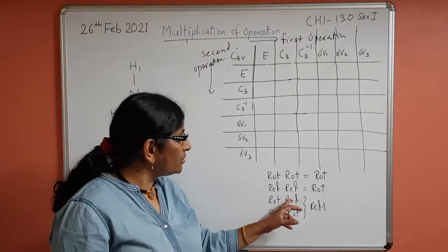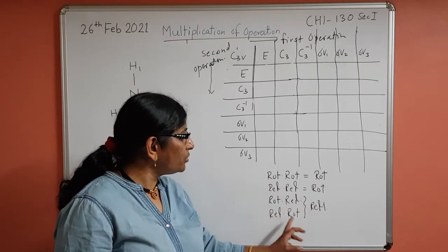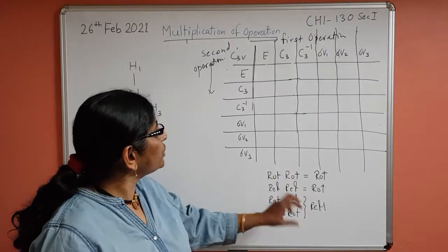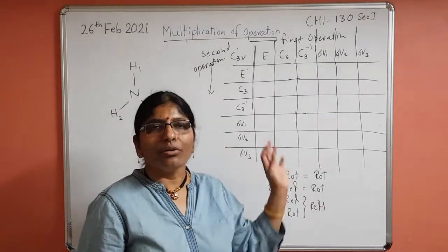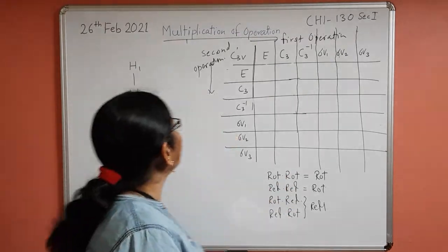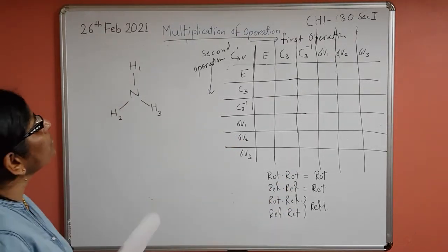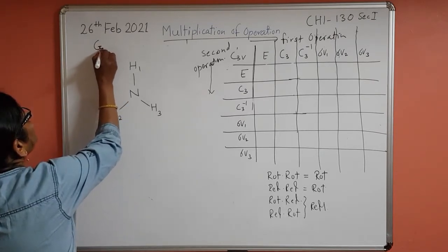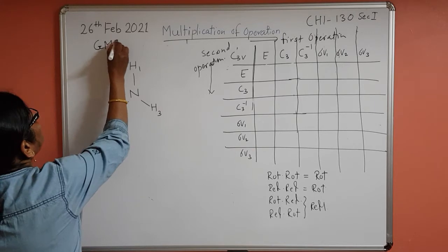When there is a rotation into reflection product or reflection into rotation, it will end in a reflection. This is just to confirm whether there is a plane or axis of symmetry, just to complete these two symmetries. Now we'll choose the C3V point group. All of you know the group multiplication table. I'll write it in short; many times I call it a GMT, that is group multiplication table.